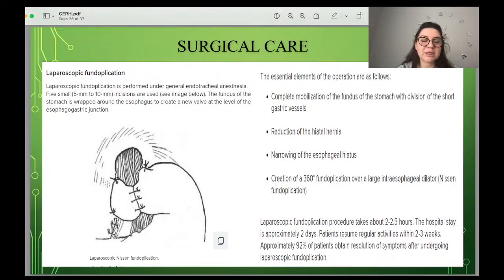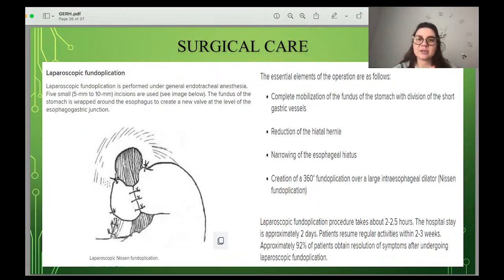I told you that we named this operation fundoplication. Mostly it is conducted laparoscopically. It is performed under general endotracheal anesthesia. Five small incisions, from 5 to 10 millimeters, are used. You can see it on the image. The fundus of the stomach is wrapped around the esophagus to create a new valve at the level of the esophagogastric junction. You see it schematically here.